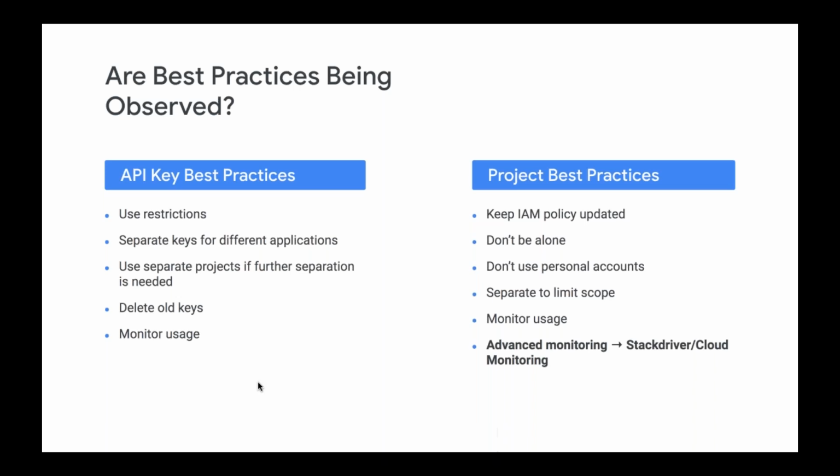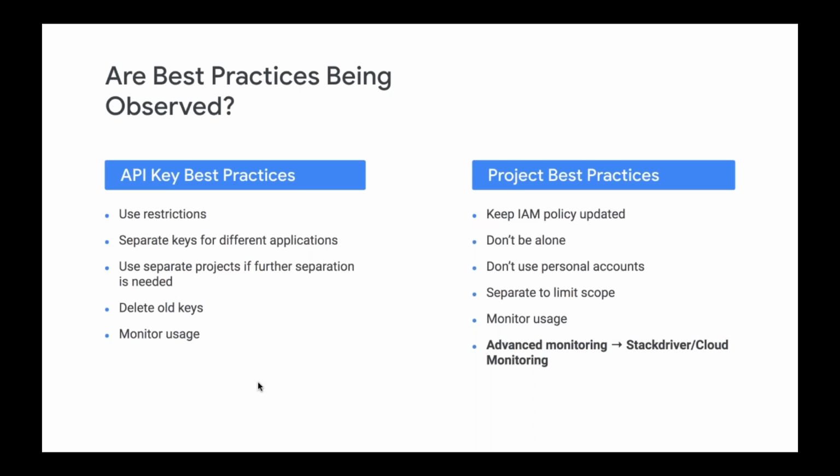So on to project best practices. You want to make sure that your IAM policies are kept updated. You want to add and remove users as needed and assign appropriate roles. Don't be the only person that has access to your project. This can be a problem if people need to log in and restrict those API keys, for example. You want to make sure that you add a backup person. Don't use personal accounts to manage your Google Cloud projects for work. There's just a lot of problems with doing that. We recommend that you use your G Suite Google account or your individual Google account to manage those projects.